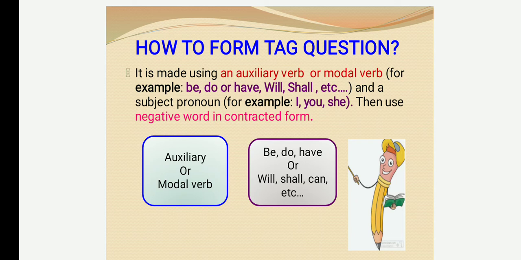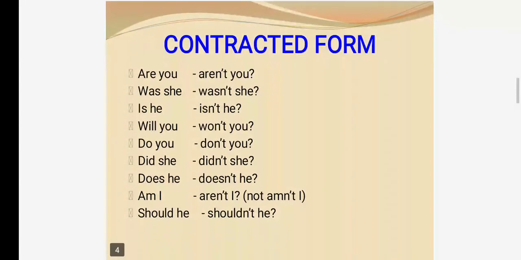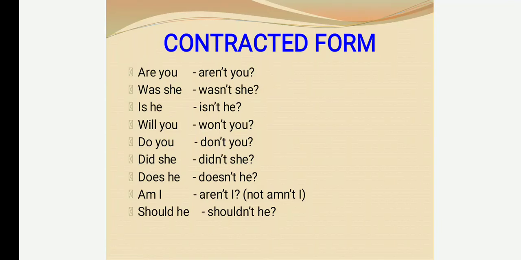And then we have to use subject pronoun. We all know what is pronoun. I, we, you, he, she, it, they. And then finally we have to add the contracted form of the negative word not along with the helping verb. So next we are going to learn what is the contracted form. If you have forgot it, just recall it back.